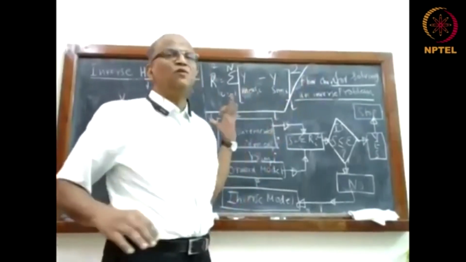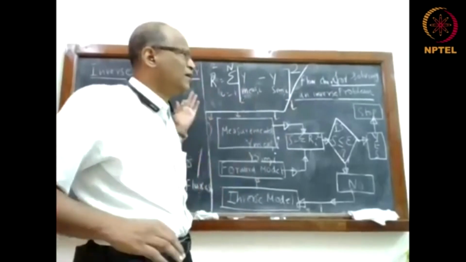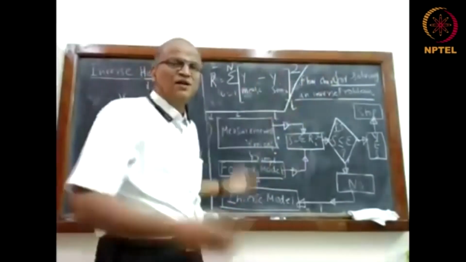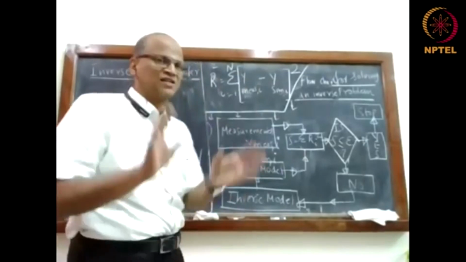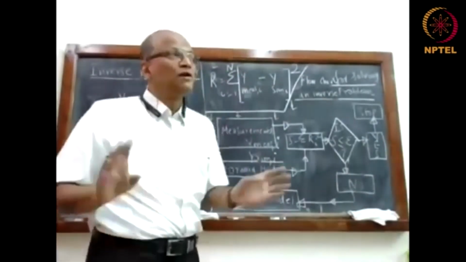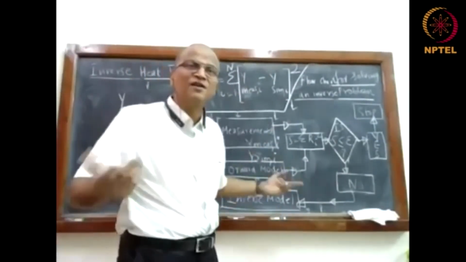Okay, there is a forward model. In that forward model, there is a differential equation and two boundary conditions. What are the two on a slab? Left wall, right wall. Both the boundary conditions are not given.